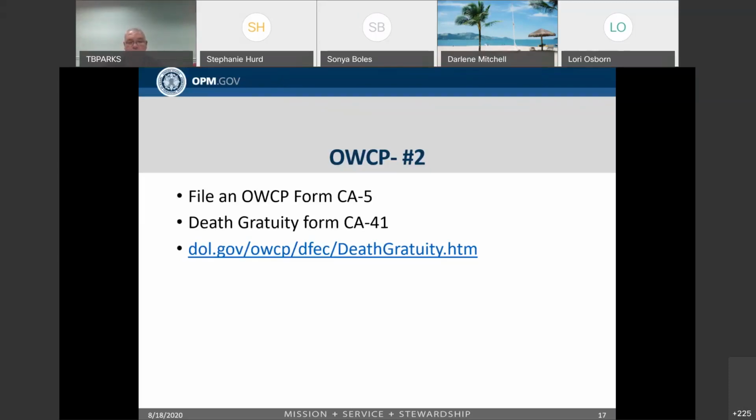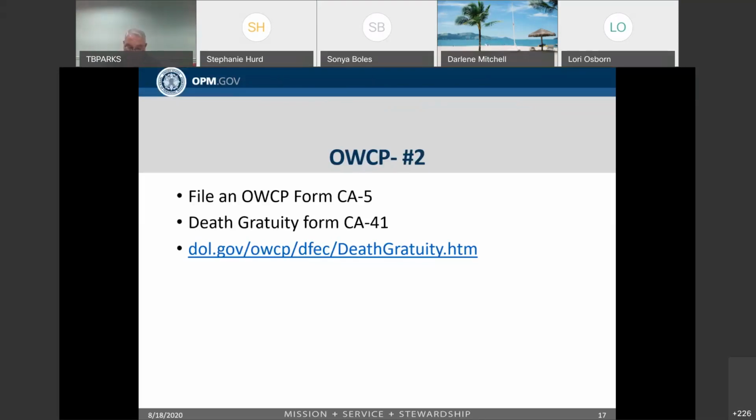And there is the website, dol.gov/OWCP/DFEC/deathgratuity.htm. You can find additional information in the CSRS and FERS handbook. If a claimant submits a claim to the agency, the agency should promptly forward that claim to OWCP so they can take care of it. And you can get these forms in the Department of Labor Forms Library.